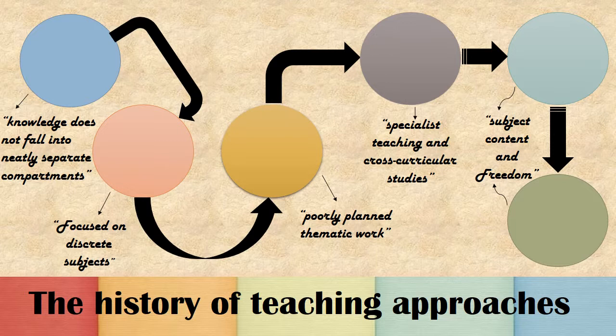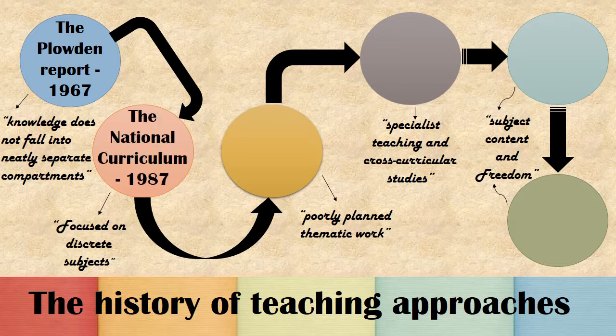debate for some time. However, the Plowden report in 1967 insisted that knowledge does not fall into neatly separate compartments. The report concluded that children can apply their knowledge from one subject to another subject, and this can reinforce their understanding. However, it is of importance to mention that the report did recognise that some discrete subject teaching will be relevant for older primary school children.